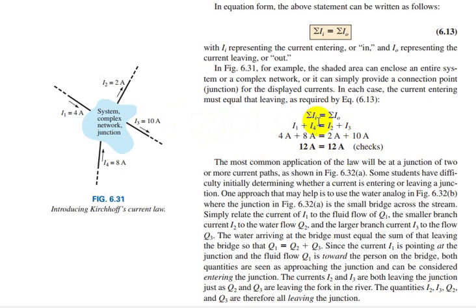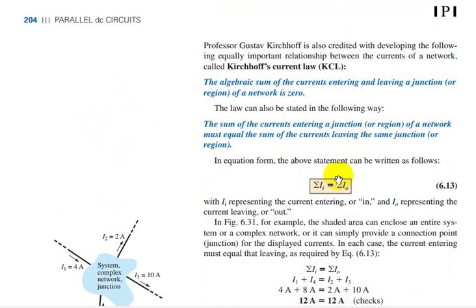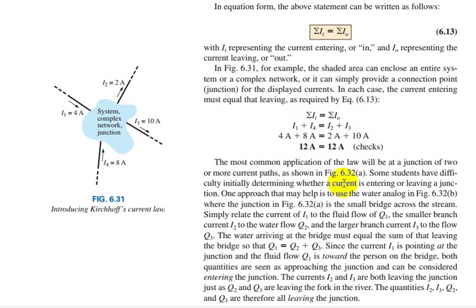So the summation of incoming currents, that means I1 plus I4, is equal to the summation of outgoing currents, that means I2 plus I3. In that case, the value of I1 is 4 ampere, the value of I4 is 8 ampere, the value of I2 is 2 ampere, and the value of I3 is 10 ampere. So after calculating, we have seen that 12 amperes equals 12 amperes. So left hand side is equal to right hand side. So this particular formula is true.